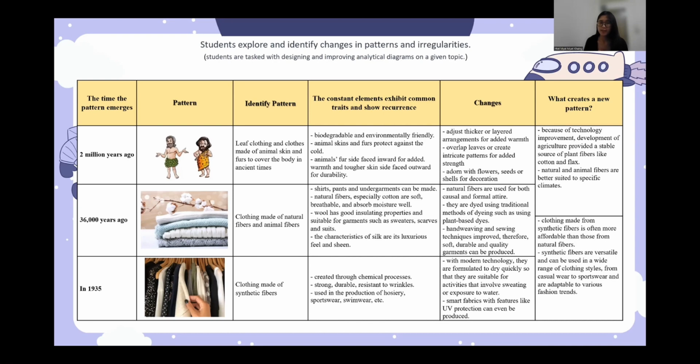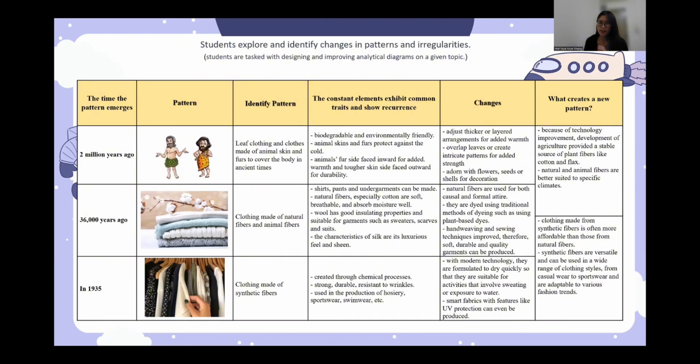And another pattern is clothing made of synthetic fibers. Synthetic fibers are known as man-made fibers. They are made from chemicals. Those evolved around 1935. The constant element is that they are created through chemical processes. So this is different from the previous patterns.